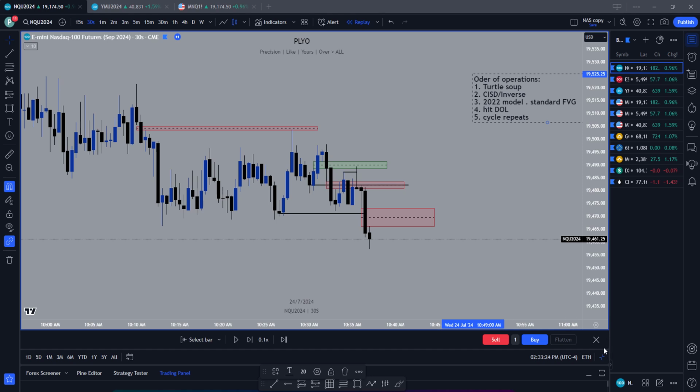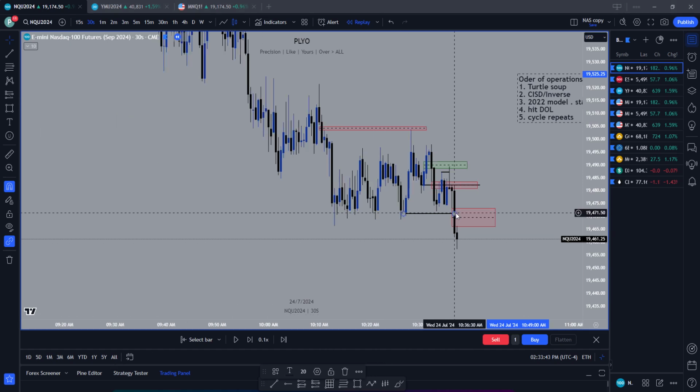So now moving on to the question from Started From The Bottom. He said, what's a good time frame to confirm a market structure shift? It honestly depends on what you're comfortable with. I know a lot of people like different time frames. Me personally, I like the 30-second. But it honestly does not matter.